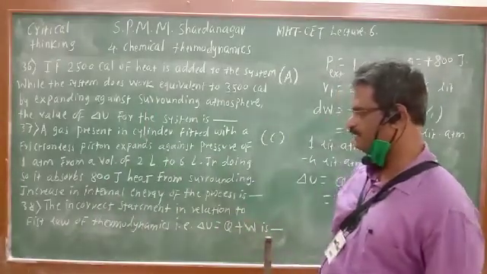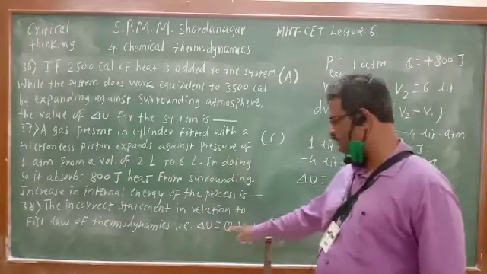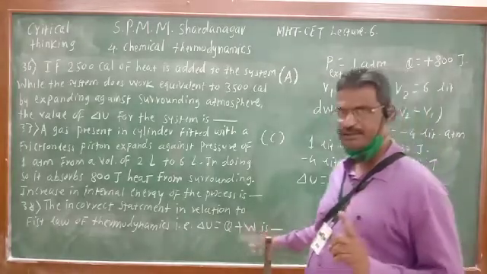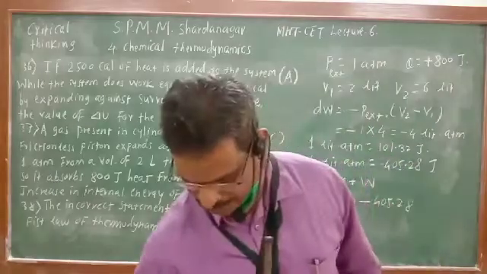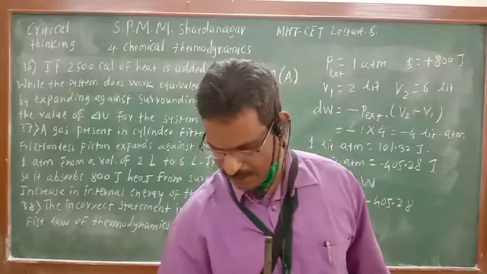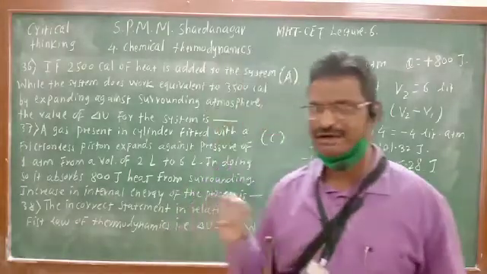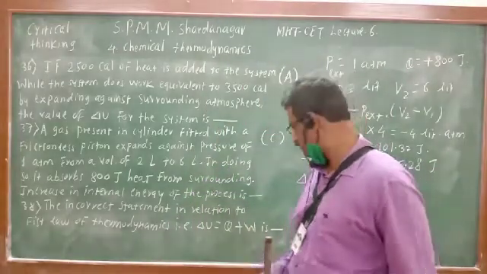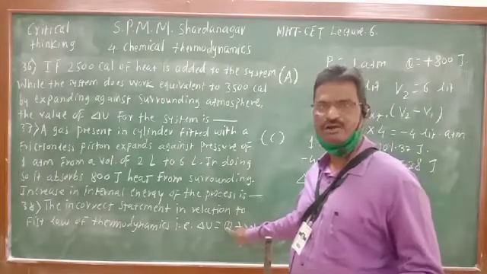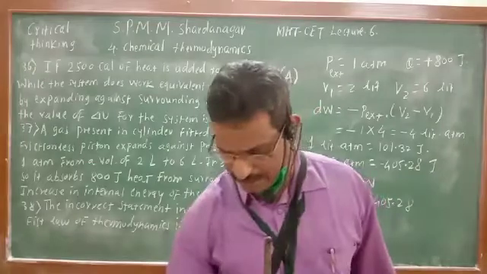Question number 38. Which is the incorrect statement in relation to the first law of thermodynamics, that is delta U is equal to Q plus W? See 4 statements. We will see them one by one. First statement is Q is positive if heat is absorbed and Q is negative if heat is released by the system. So is it correct or incorrect? That is correct, because Q is positive if heat is absorbed and negative if heat is lost. That is the sign convention we have studied. So A is correct. We have to identify the incorrect statement.